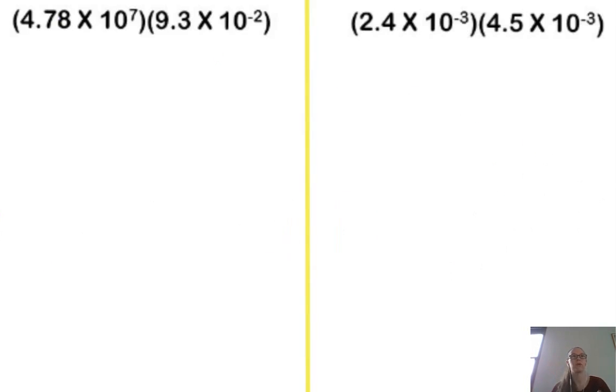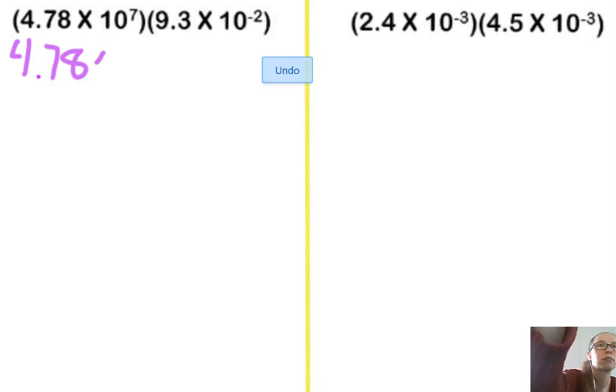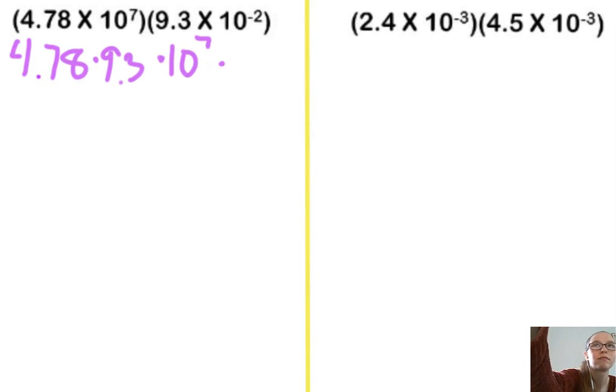So we have our problem: 4.78 times 10 to the 7th times 9.3 times 10 to the negative second. Now in multiplication, order doesn't matter, and we don't need those parentheses as a result. So because order doesn't matter, I can get rid of the parentheses and I can move around the numbers. So watch how I move it around. Notice how I put the mantissas together and the powers together.